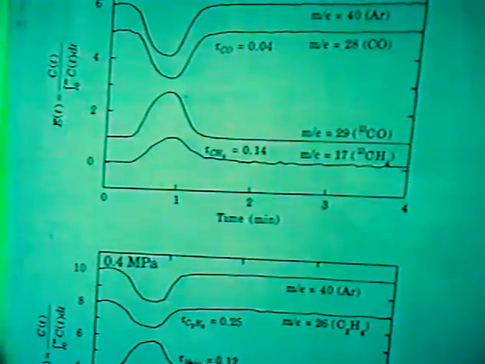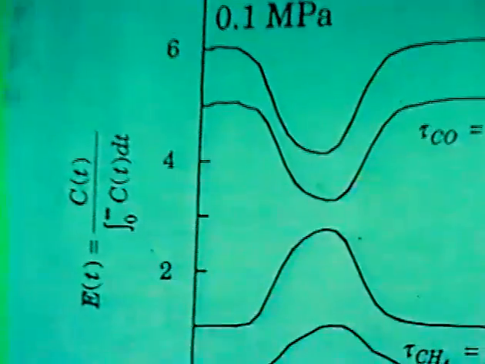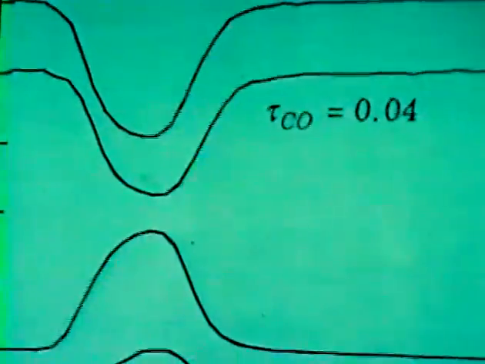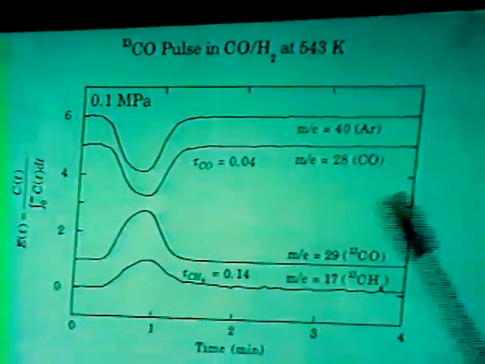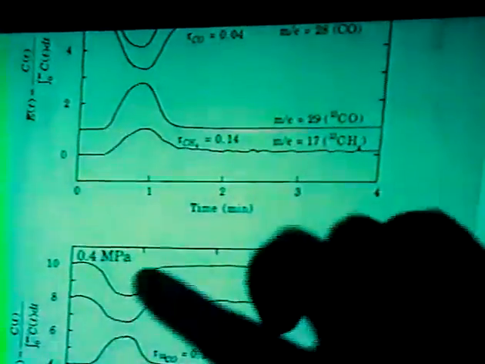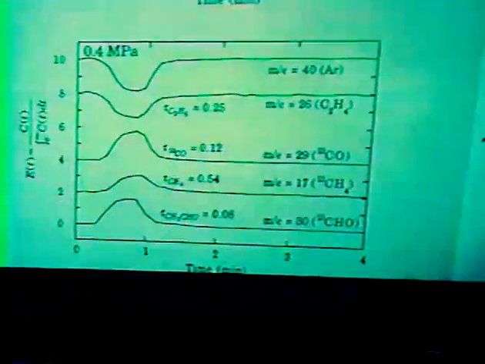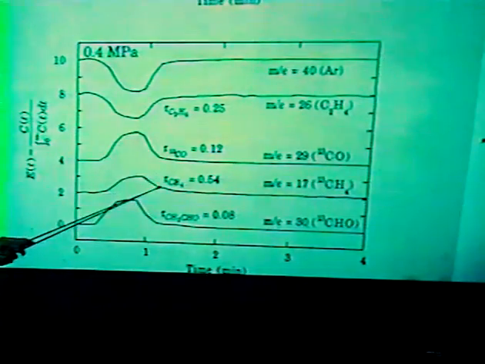The same technique is also used to study carbon monoxide hydrogenation using the same catalyst. Here is the transient response of methane and 13CO during CO hydrogenation at 1 atmosphere on the same catalyst. CO hydrogenation at 1 atmosphere over this catalyst produces only methane, and does not produce any aldehyde at all. As we increase the pressure up to 4 atmospheres, we see the aldehyde is formed, and we also see that the response of the methane becomes slower.